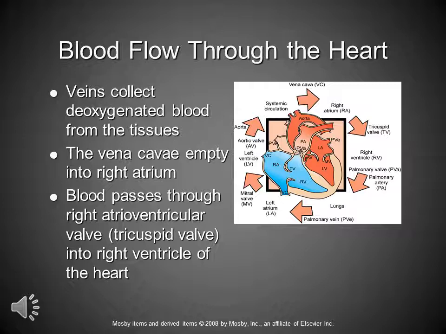Once blood enters the right atrium, it's going to pass from the right atrium through the right atrioventricular valve. That is the proper name for that valve, the right AV valve. The slang or common name for it is tricuspid because it has three leaves. So therefore, the right AV valve and tricuspid valve are the same thing. However, the right AV valve is the proper name. After it passes through the right AV valve, blood then enters the right ventricle of the heart.